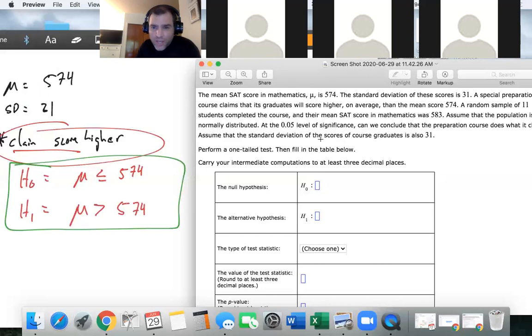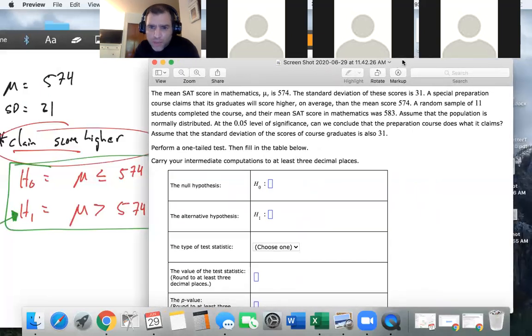So you look at the language of the problem, and one of the first things that I look for is what are the researchers, what is the claim? And whatever that claim is, that goes in as the alternative hypothesis. And it'll either be a claim of greater than, or a claim of less than, or a claim of not equal. So those are our three options in that space.